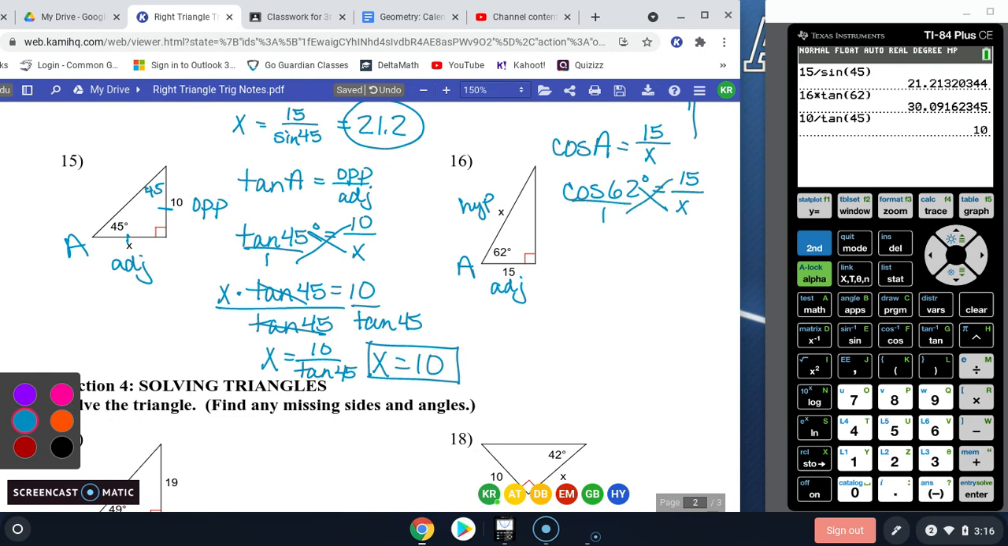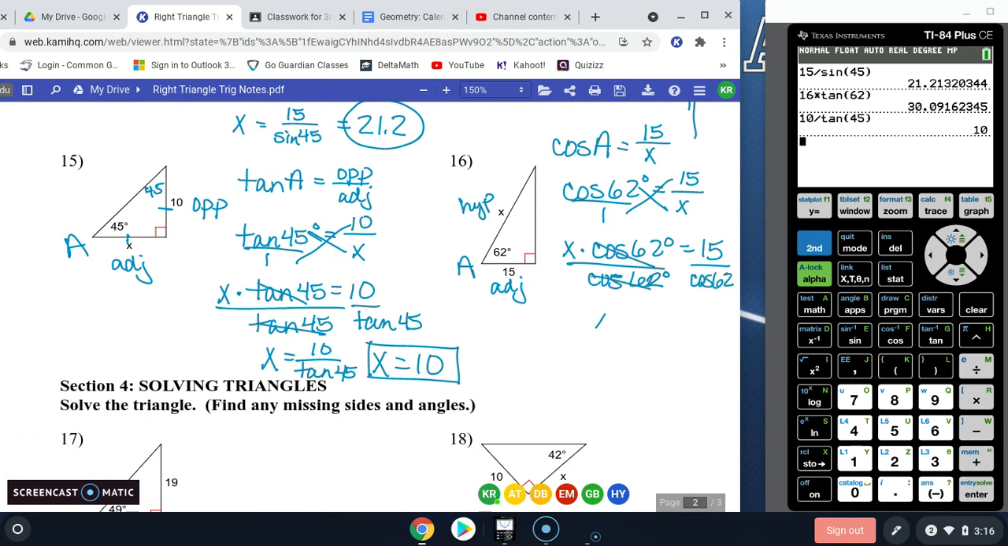Cross multiply. You're doing x times the cosine of 62 degrees equals 15. Again, to solve for x, you're going to have to divide by cosine of 62 degrees. That's going to reduce out. X equals 15 divided by cosine of 62. So I can do 15 divided by cosine of 62 degrees, and you get about 31.95. So right at 32 is the length of that side.